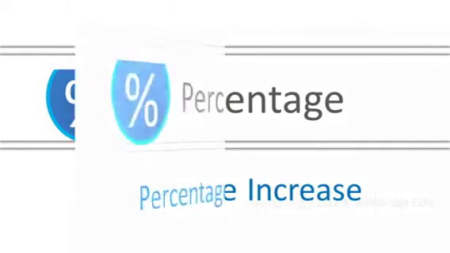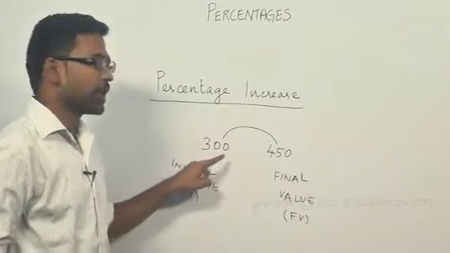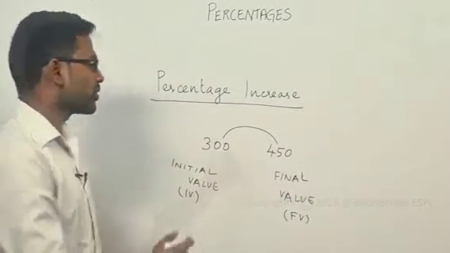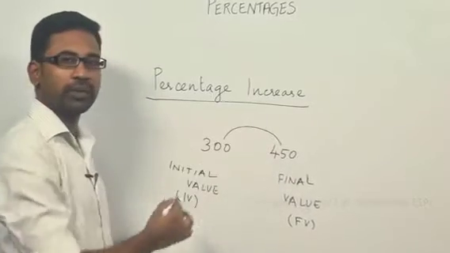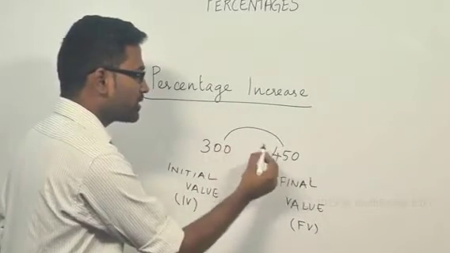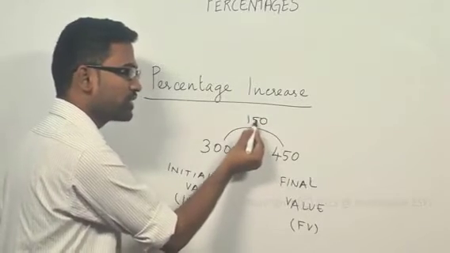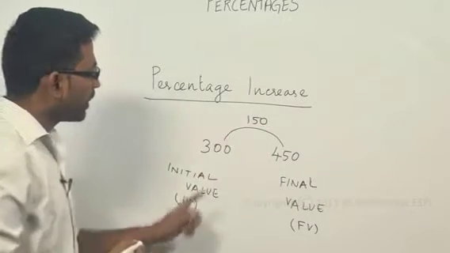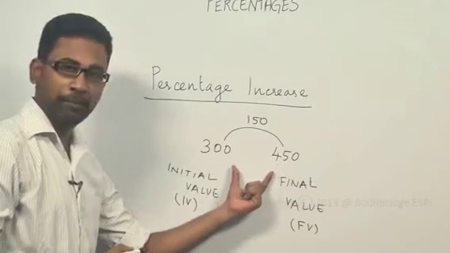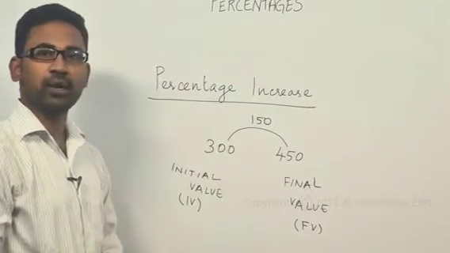Now we will see the percentage increase. 300 is becoming 400. So some increase is happening from the base value of 300. What is the value that got increased? It is 150. 300 plus 150. This is the increased value. In this, the increase happened. 300 is becoming 450. The value that got increased is 150.